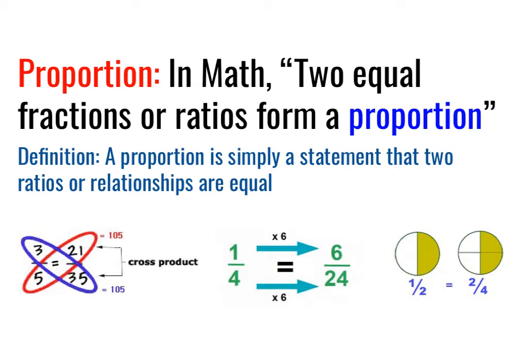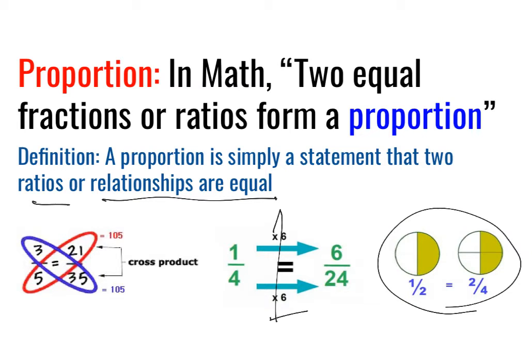In math, a proportion is two equal fractions or ratios. A key word today is proportion. In math, two equal fractions or ratios form a proportion. A proportion is simply a statement that two ratios or relationships are equal. One of the ways you have done this in the past is you've used the giant 1, you've used images, and today we will also start to look at what is a cross product.